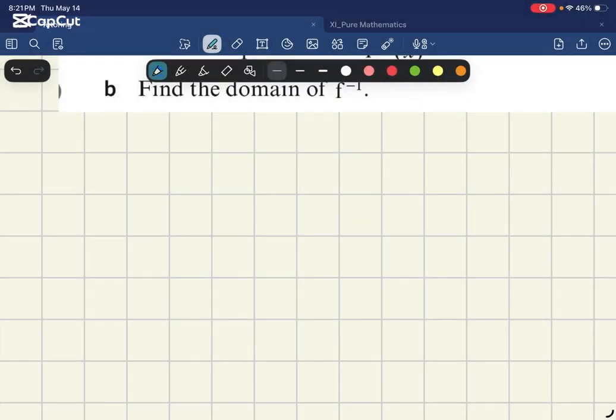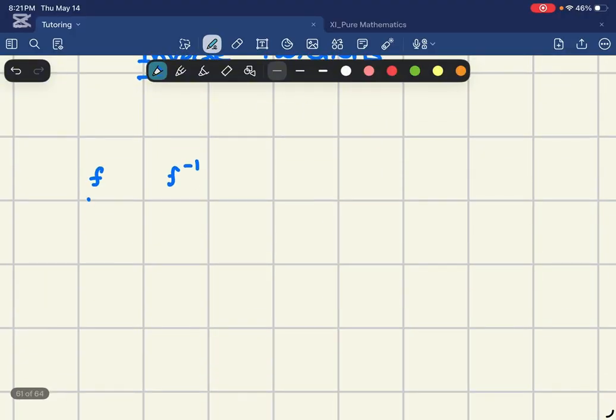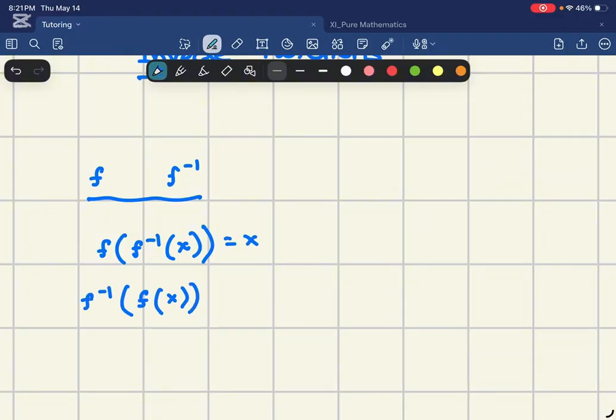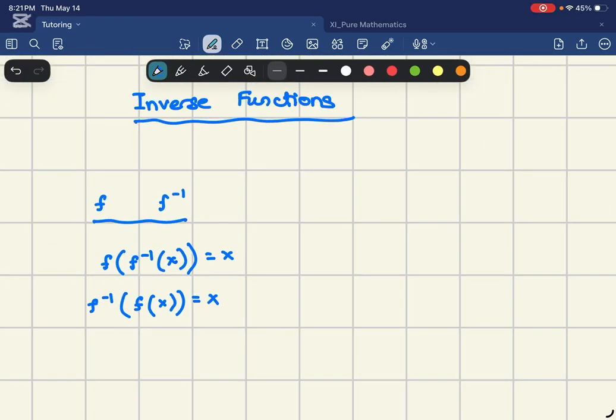In this video, we're going to look at inverse functions. So inverse functions are functions. So f is a function, and its inverse should satisfy the following property. If you have f compose f inverse of x, that should give you x. And f inverse compose f of x should give you x. So this is a property that inverse functions share.